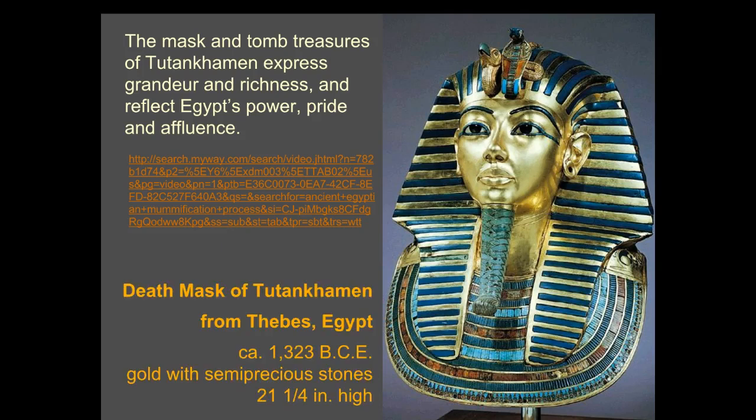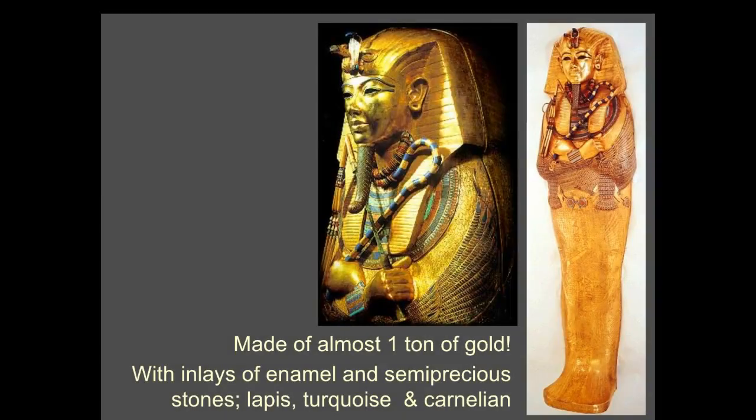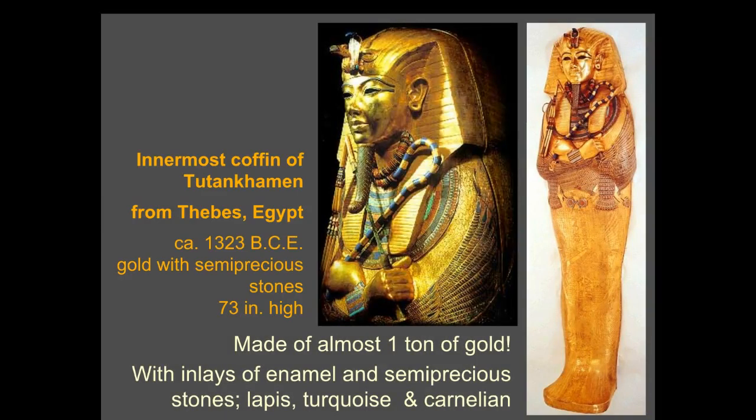I'm not going to go into this a lot because, like Aaron said, you guys have had this since elementary school. So there is a video there. But we see the death mask, the gold death mask. This is the innermost coffin. It is a symbol and resembles the king after death.